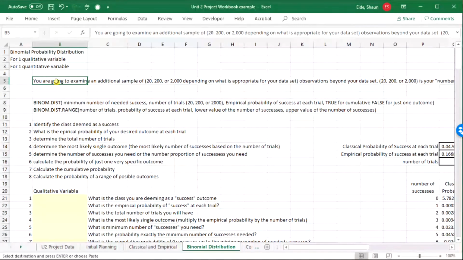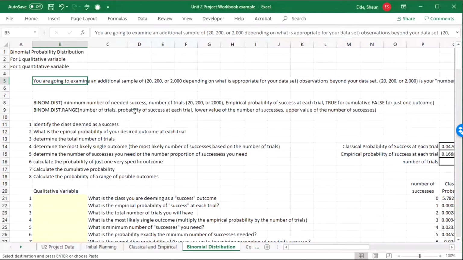So it says right up here, you're going to examine an additional sample. So you already have a sample, and so we've got the 60,000 there. We are going to be assessing an additional sample, or we're going to be taking a sample from that population of either 20, 200, or 2,000, depending on what we want to do. It really doesn't matter. I mean, we can do 2,000. I think I'm just going to do 200.